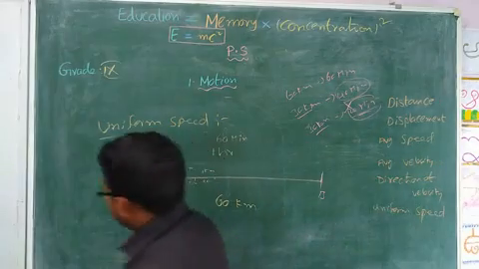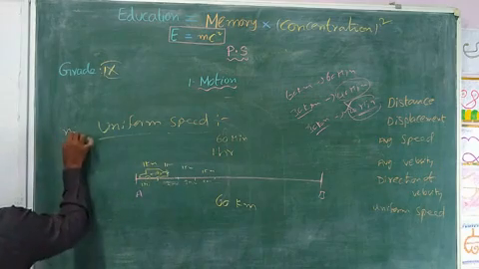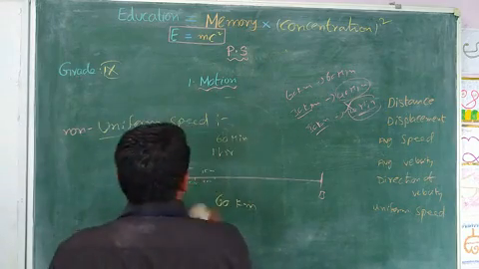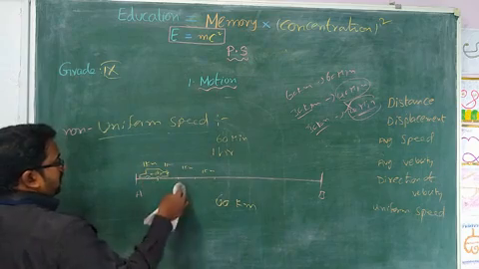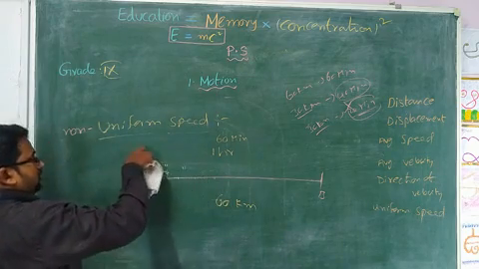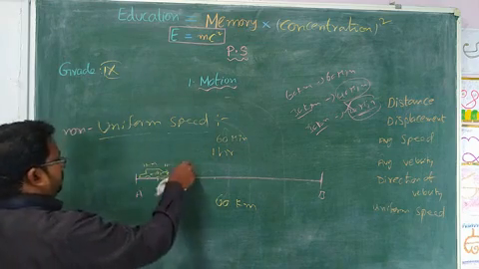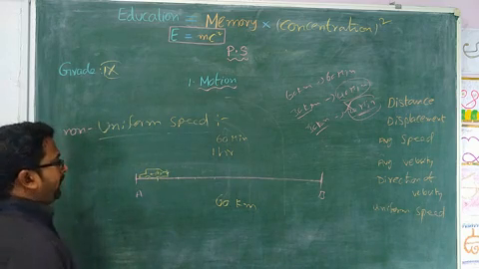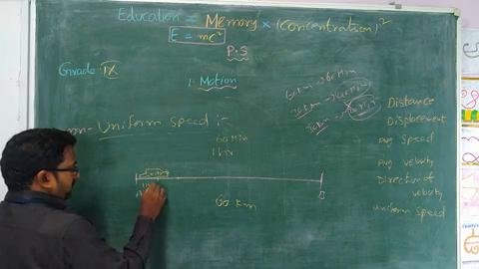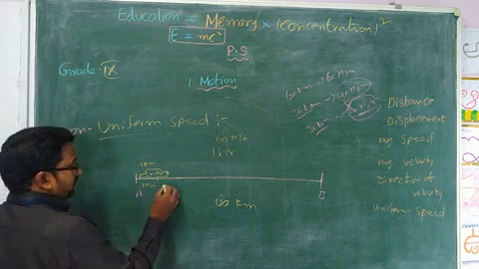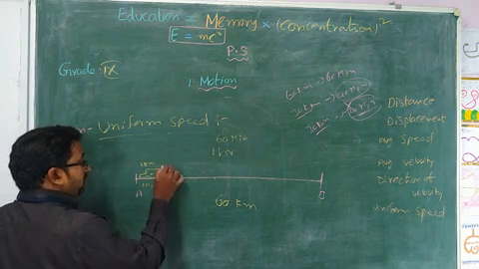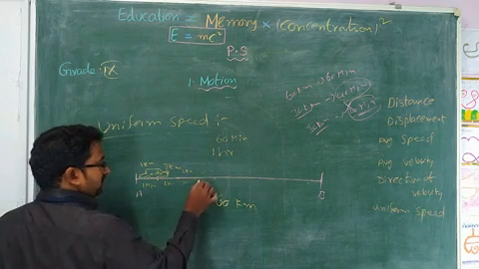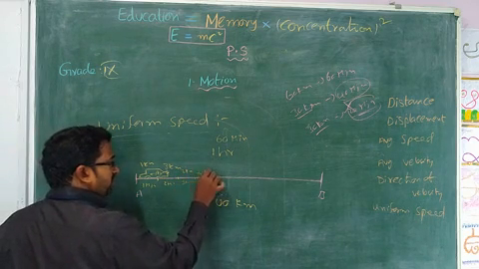Now, non-uniform motion or non-uniform speed. For that, the same vehicle is moving from one point to another point. Here in 1 minute, 1 kilometer. Next, in the second minute, it covers 3 kilometers. In the third minute, it covers 2 kilometers. In the fourth minute, it covers just half a kilometer.